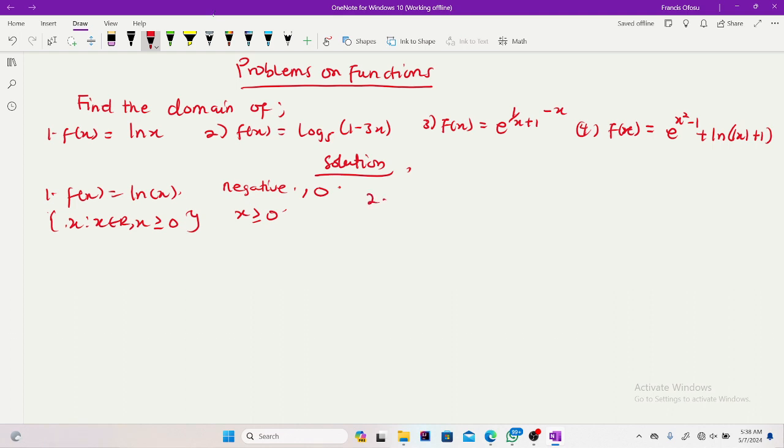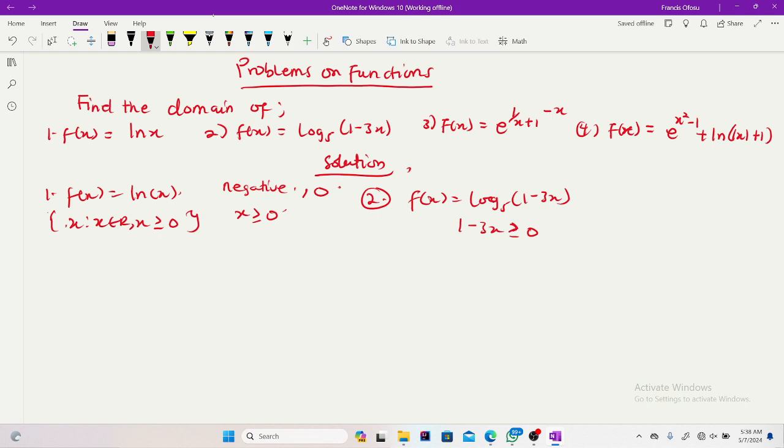So let's see the second one. f of x is equal to log base 5 of 1 minus 3x. So in all cases, we are considering the argument here because this is what will prevent the function from being defined, right? So 1 minus 3x, as I said, should be greater than 0 so far as we are dealing with log.